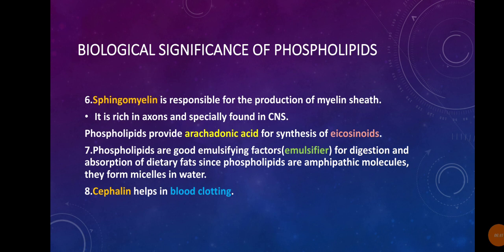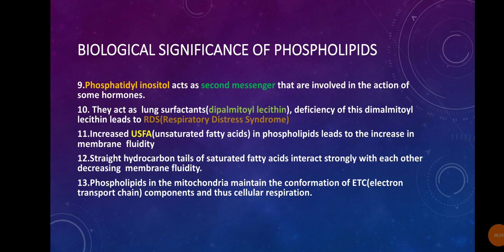Phospholipids provide arachidonic acid for the synthesis of eicosanoids. Phospholipids are very good emulsifying agents. They emulsify for digestion and absorption of dietary fats. Since phospholipids are amphipathic molecules, they form micelles in water. Cephalin helps in blood clotting. Phosphatidylinositol acts as a second messenger. They are involved in the action of some hormones.